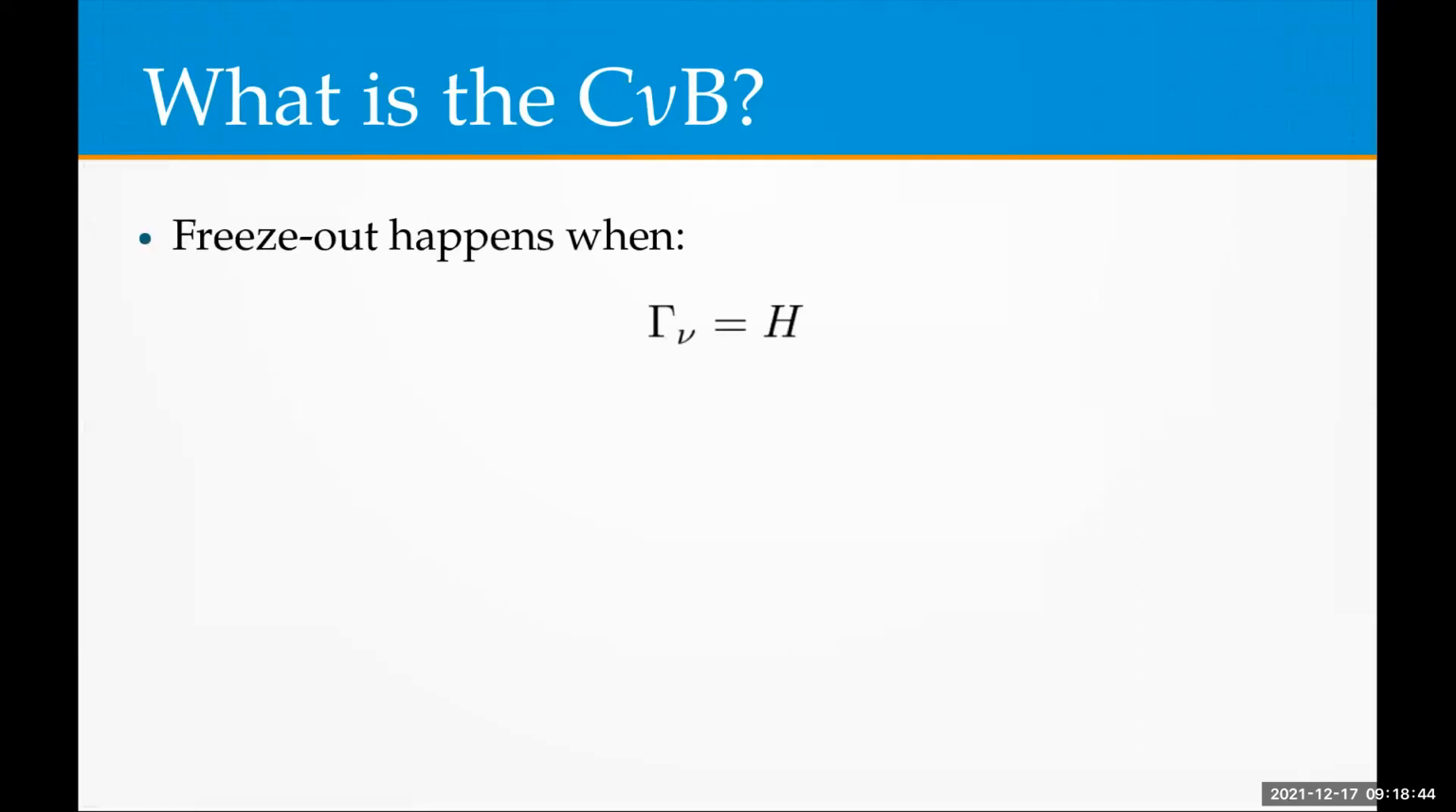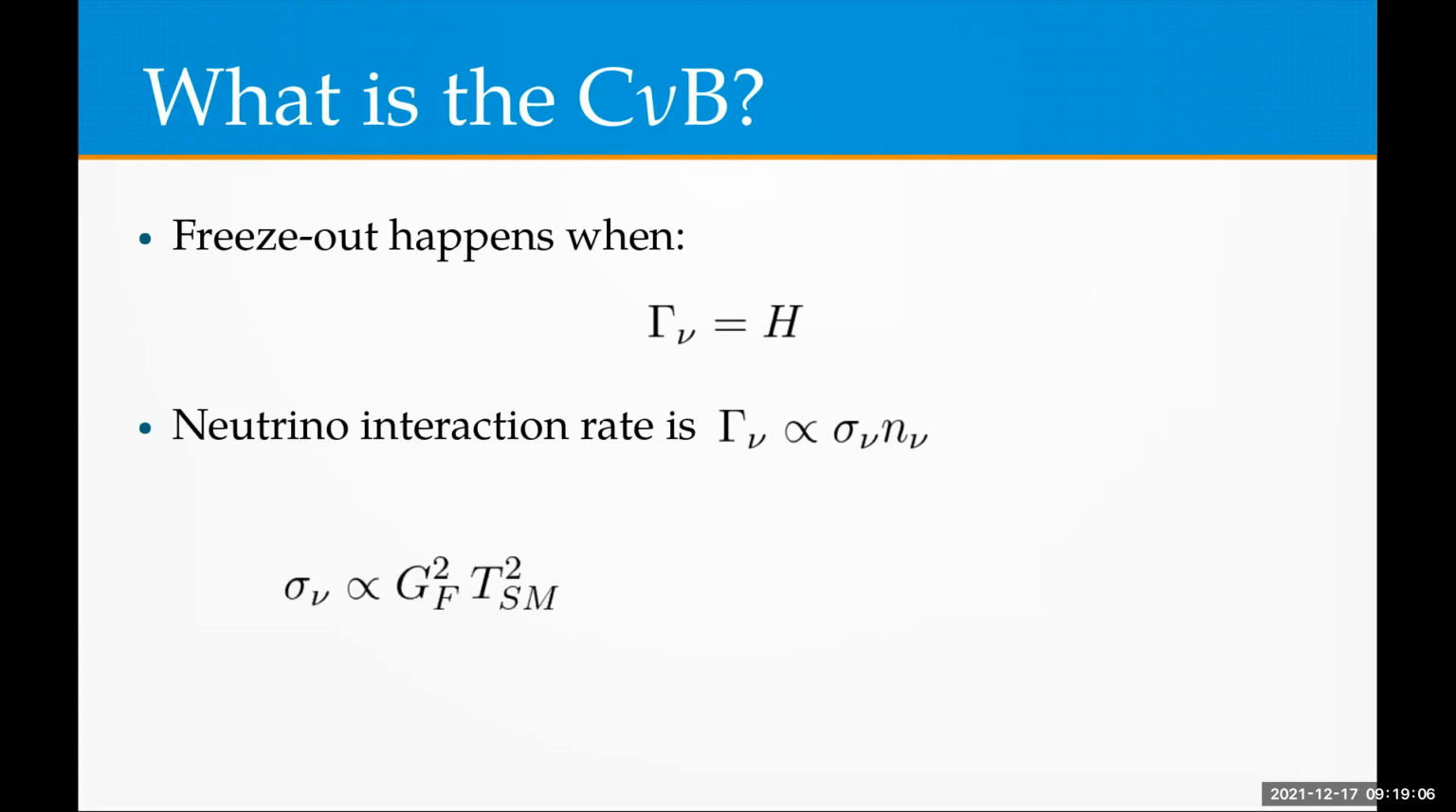This freeze out happens when the rate of neutrino interactions is equal to the Hubble parameter, and this corresponds approximately to the point at which neutrino interactions take about the age of the universe to proceed. The neutrino interaction rate can be written approximately as the neutrino interaction cross-section multiplied by the neutrino number density, where the neutrino interaction cross-section is given by G_F squared, so this is the Fermi constant, multiplied by the temperature squared.